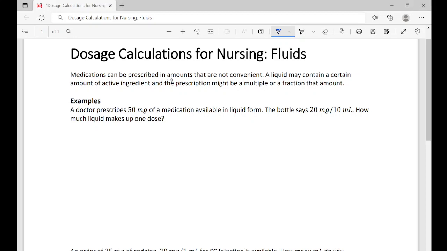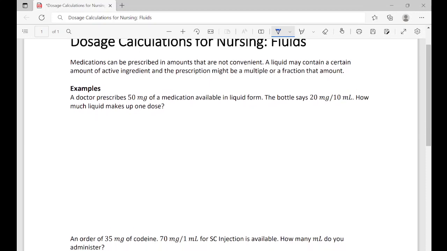Medications can be prescribed in amounts that are not convenient. A liquid may contain a certain amount of active ingredient, and the prescription might be a multiple or a fraction of that amount. So we're going to see how it works with fluids in this video.